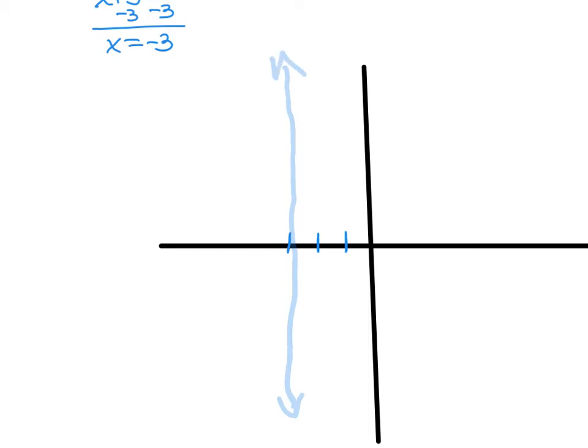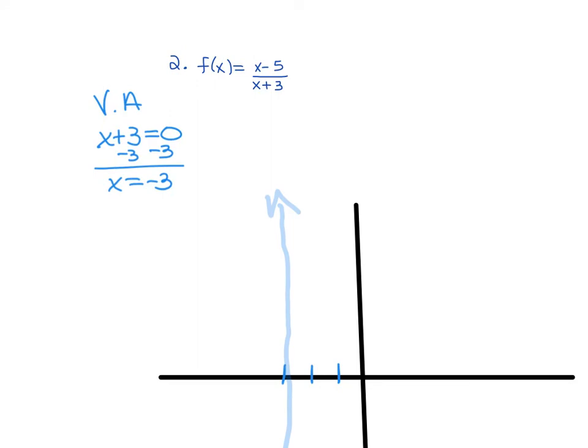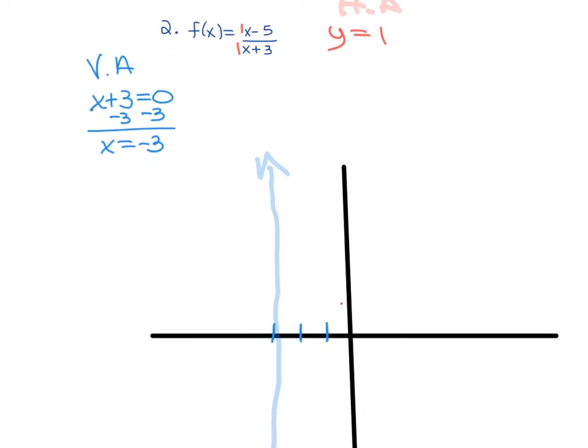To find the horizontal asymptote, we're going to look at the degrees. This time, the degrees are the same. So again, 1 over 1, so y equals 1. So same scenario as last time. So again, here would be my horizontal.